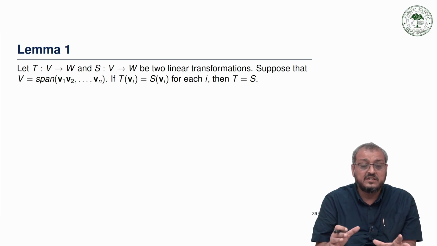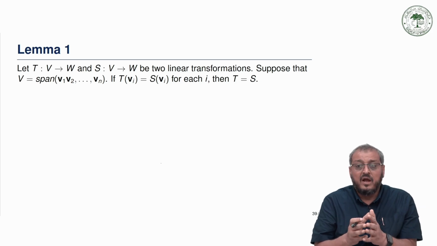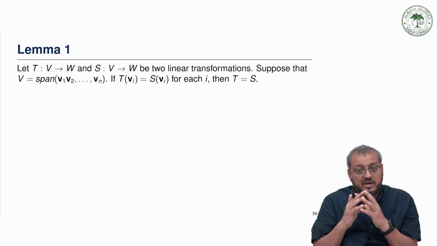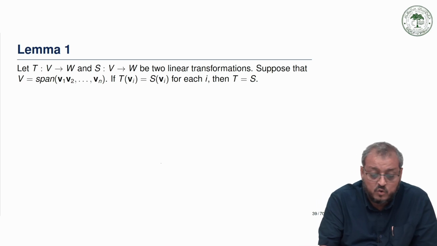This lemma simply says that if T and S are two linear transformations, and V can be written as the span of V1, V2, ..., Vm, and T of Vi is equal to S of Vi for each i, then T is equal to S.